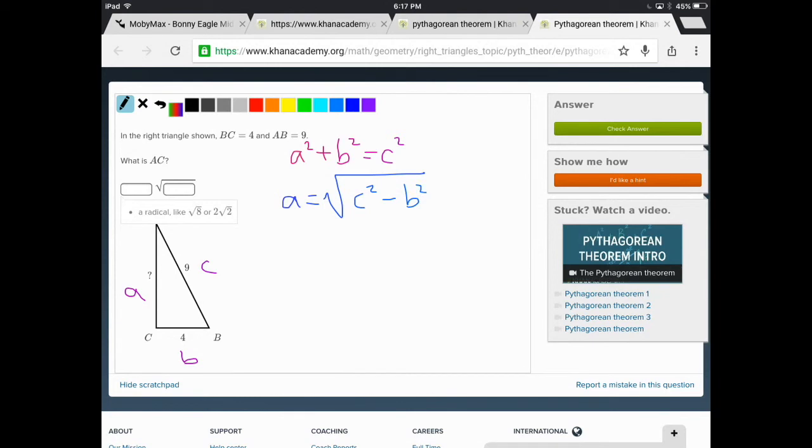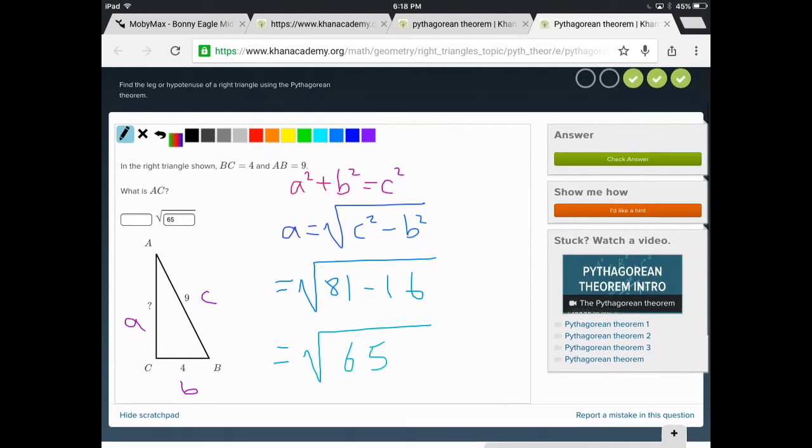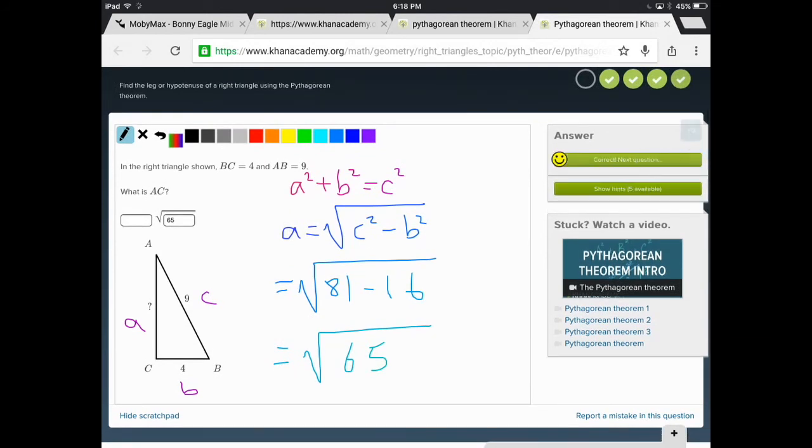Okay, plug that in. So that's the square root of 9 squared is 81 minus 16. 81 minus 16 is 65. And whether we can simplify it or not, we don't really care, because there is no need to take a step that Khan Academy doesn't need us to do. So hopefully that's enough for you to get on and actually try a couple of questions for yourself.